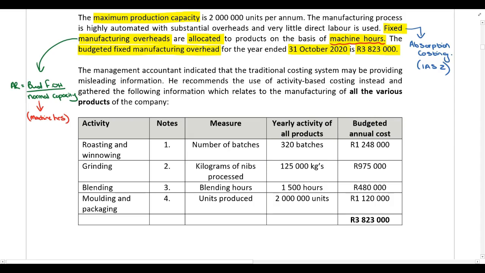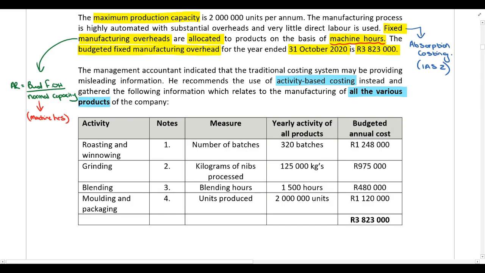The management accountant indicated that the traditional costing system may be providing misleading information. All right, so this is obviously traditional costing, where we calculate a single allocation rate in order to allocate fixed manufacturing overheads to products. He recommends the use of activity-based costing instead and has gathered the following information which relates to the manufacturing of all the various products of the company.